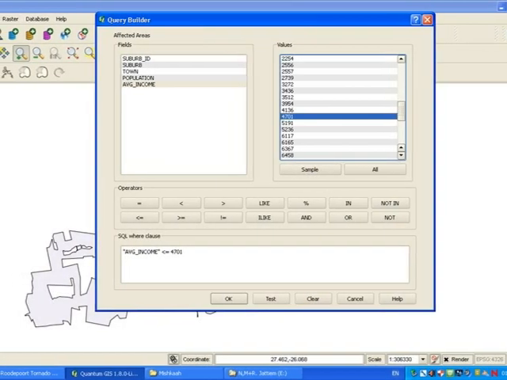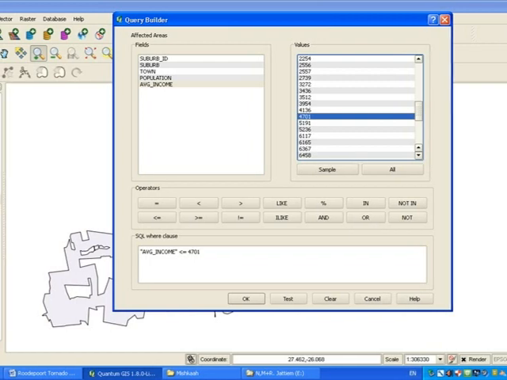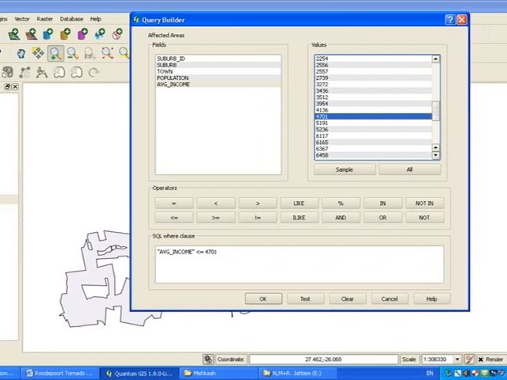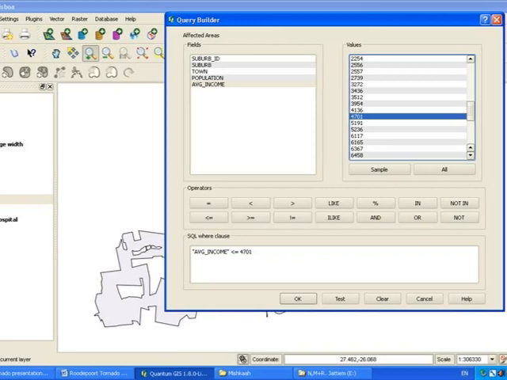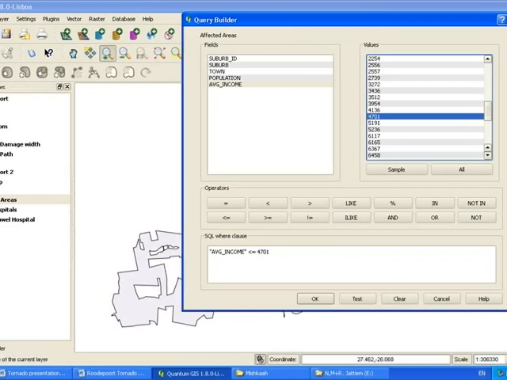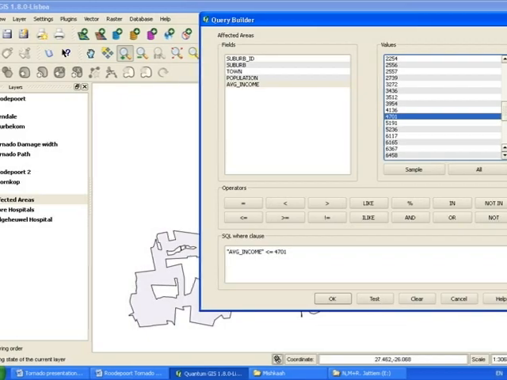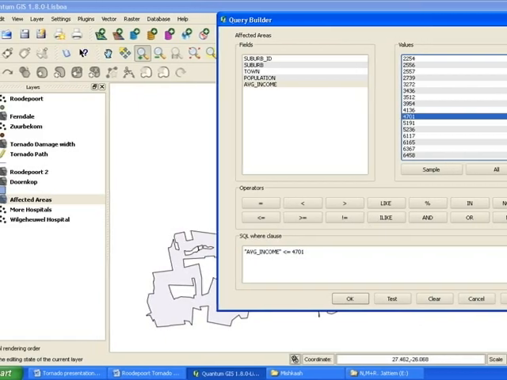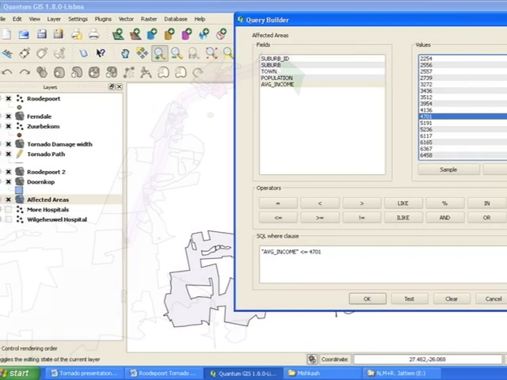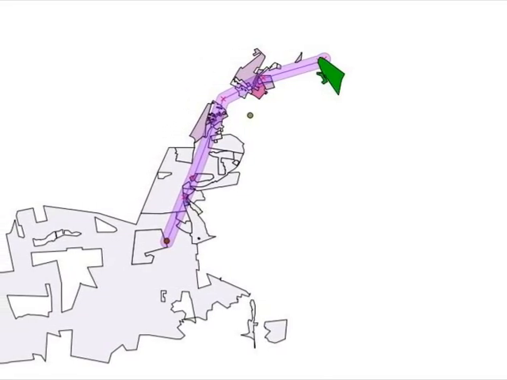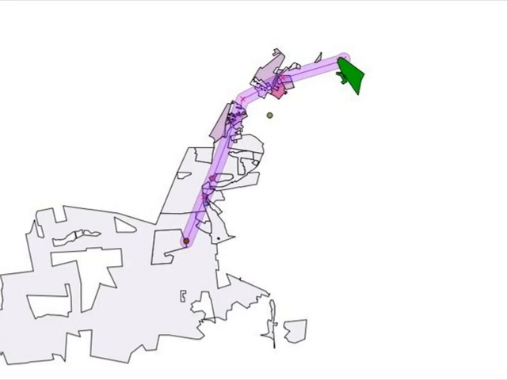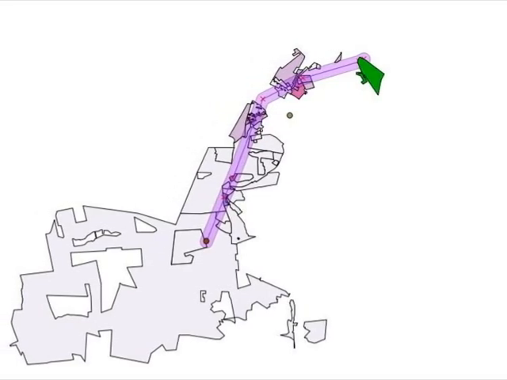To more accurately determine if more financially disadvantaged people were affected, I did an SQL analysis. I selected all the affected areas that had an average income equal to or less than 4,701 Rand. You'll see that the tornado affected mostly areas that earn 4,701 Rand and less.